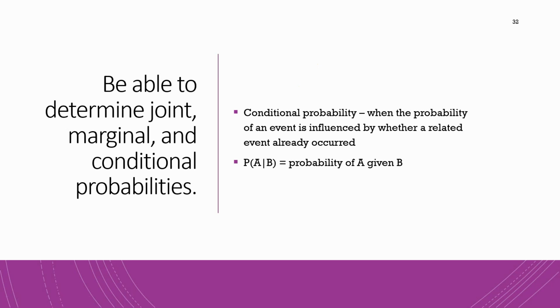Okay, in this video we're going to talk about determining joint, marginal, and conditional probabilities. Conditional probability is when the probability of an event is influenced by whether a related event has already occurred. It's written like this, and this is read as the probability of A given B. What we're interested in calculating is event A, but given that something else has happened.